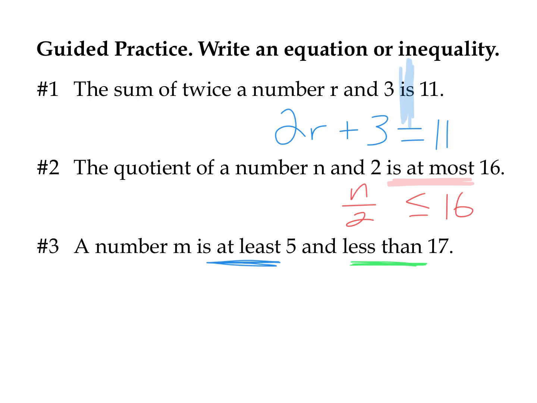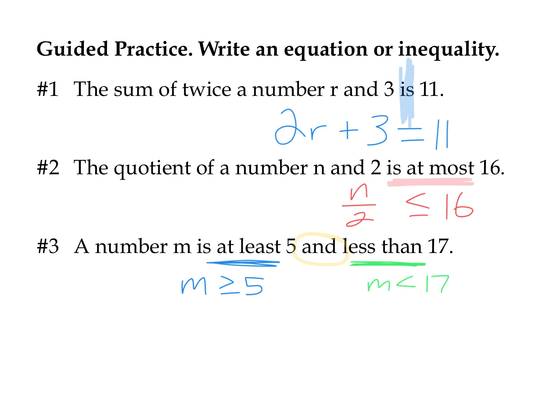So m is at least 5. That means m is greater than or equal to 5. Our second one is that m is less than 17. When we see the word and here, that indicates something else we need to do. The word and is going to indicate that we need to write this together as one inequality.